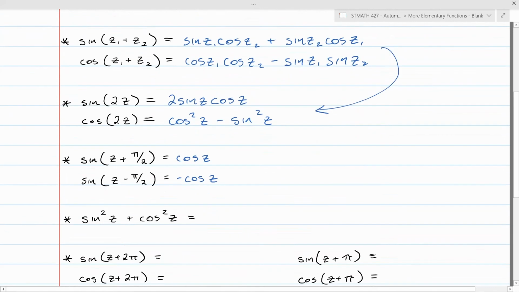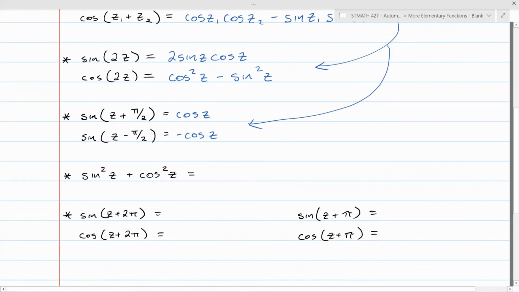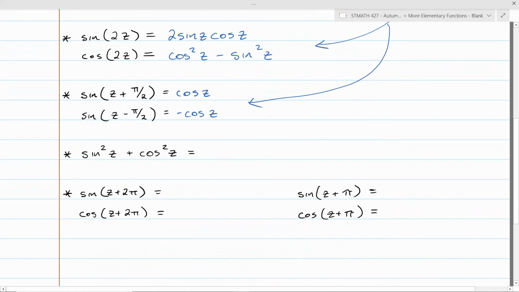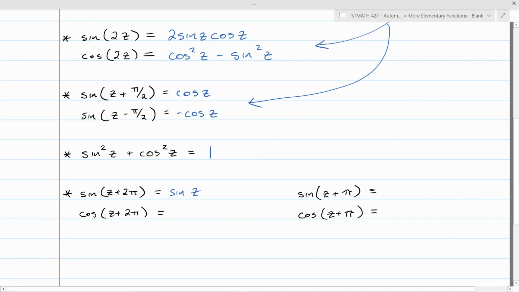And anyway, you can derive both of these identities from the sum of angles identity too. You get the Pythagorean identity. Sine squared plus cosine squared of z equals 1, as always. And then, of course, both sine and cosine have a period of 2 pi, it turns out. So sine of z plus 2 pi is going to work out to be sine of z, and cosine of z plus 2 pi is going to be cosine of z. So that just points out the period of sine and cosine.